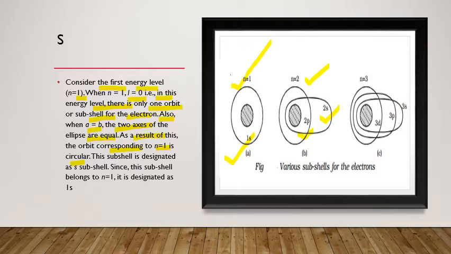For n equals 3, we have three subshells, that is 3s, which is circular, then two elliptical, 3p and 3d. Similarly, for n equals 4, we have 4s, 4p, 4d, 4f.